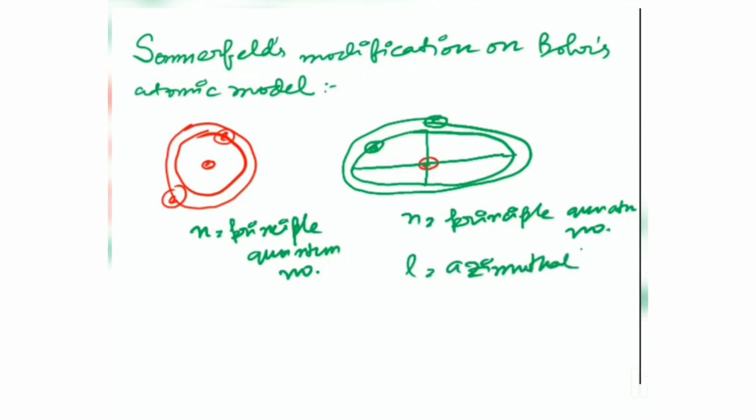So we can see here that in Sommerfeld's modification, where the azimuthal quantum number comes into play, this theory is more acceptable than Bohr's theory, because what Bohr said is only valid for atoms which have one electron in their outer orbit. But in the case of Sommerfeld's modification, it is valid for atoms which have multiple electrons in their outer orbit. Okay.